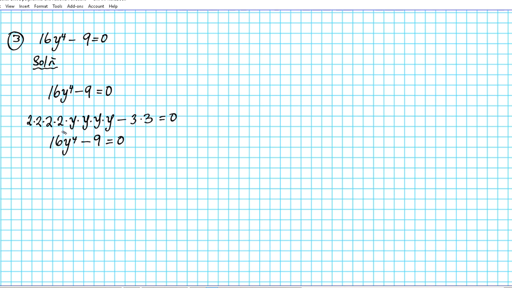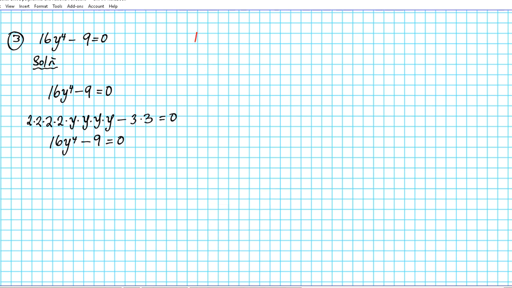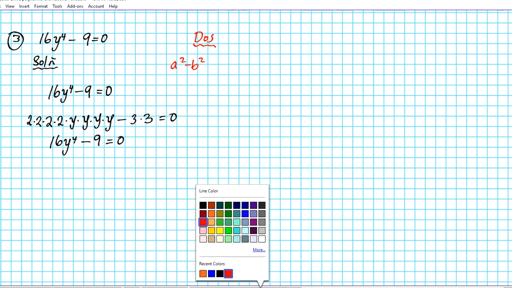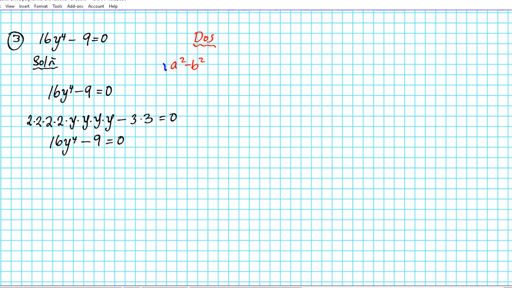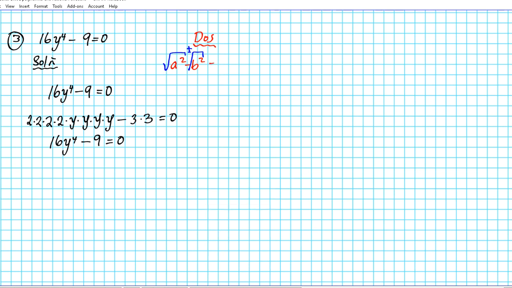Now what do you notice about 16y to the 4th and 9? They are both squares, okay? And then the sign in between them is a minus, so we have a difference of squares situation here. Alright, so remember the rule for factoring a difference of squares. If you have a squared minus b squared, you take the square root of the first and the last term, and then express the roots as a sum and a difference. So we have a minus b times a plus b.